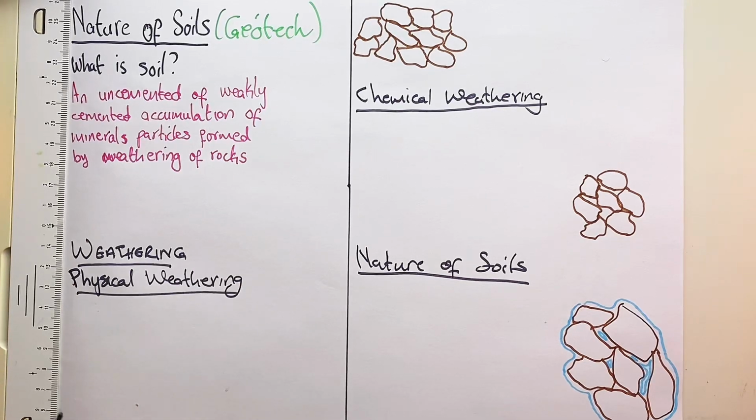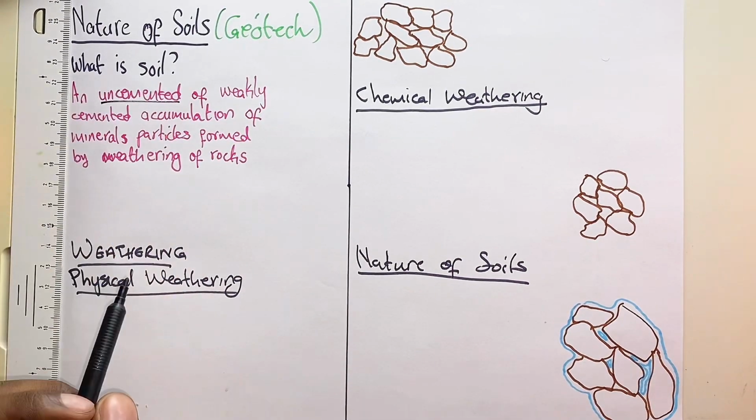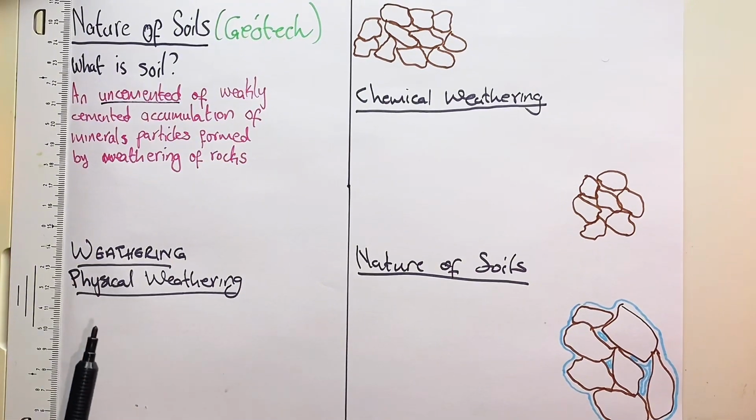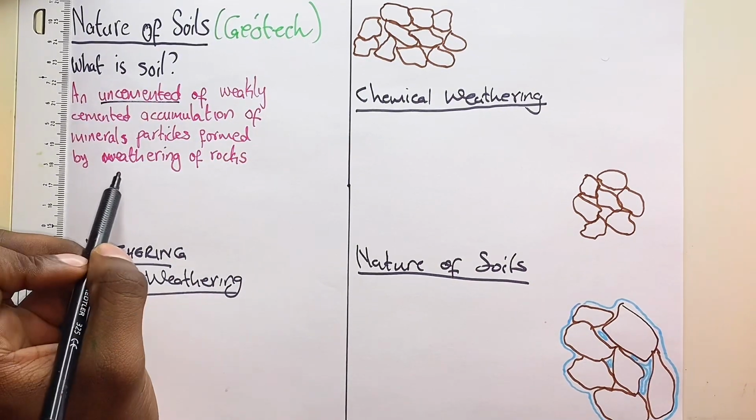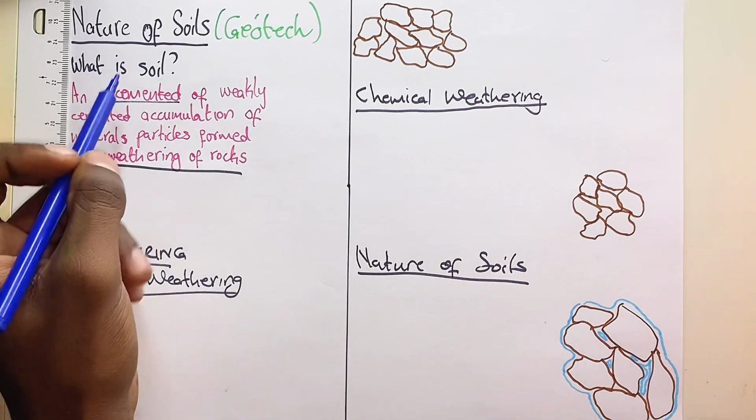To discuss geotechnical engineering, you have to start by talking about soils. What are soils? Now, the definition of a soil for a civil engineer is an uncemented or a weakly cemented accumulation of mineral particles formed by weathering of rocks. Now, what do we mean by uncemented?